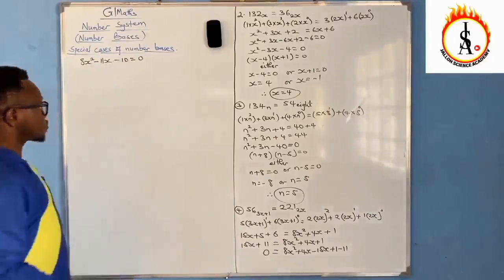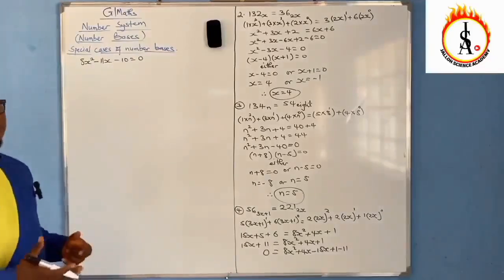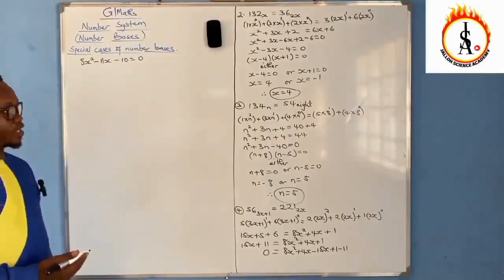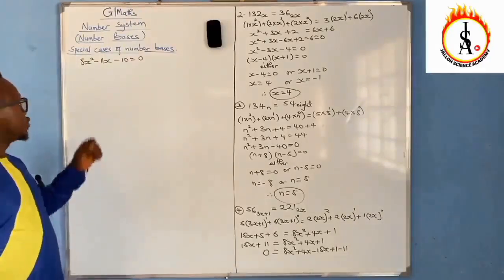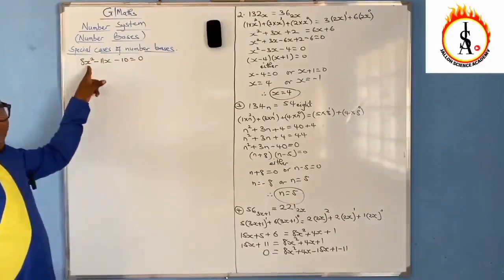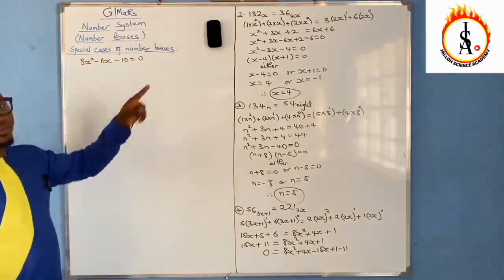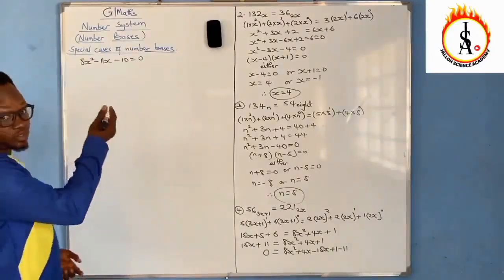So looking at this, we can use either the formula method or we use completing the square. But let's use completing the square method here. So for us to use the completing the square method, we need to make the coefficient of x squared unity. And making this unity means we have to divide all the terms by 8, because 8 is the coefficient of x squared.